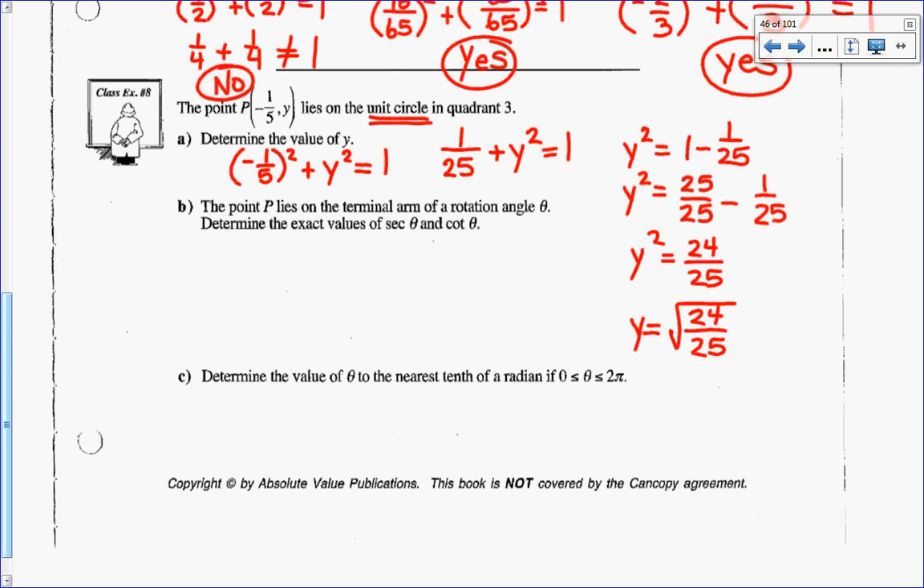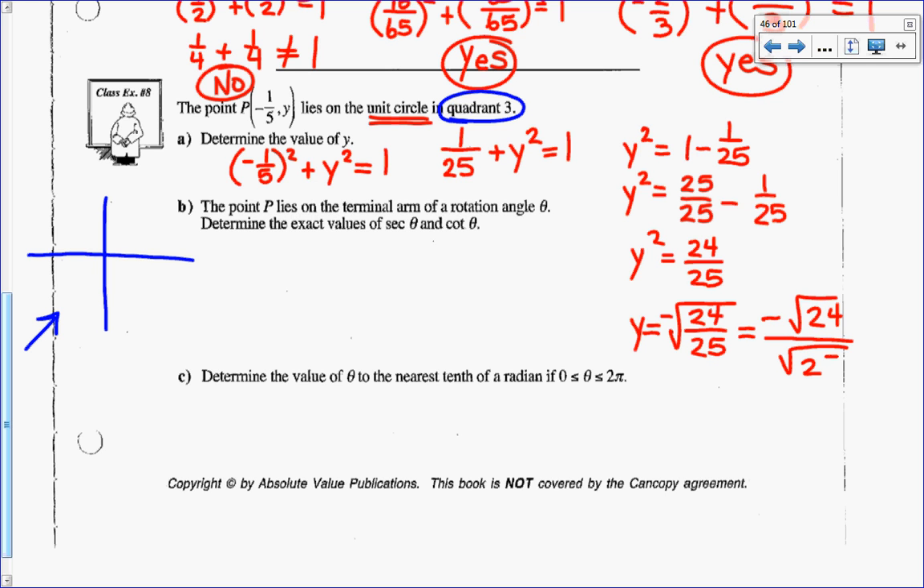But I know that it isn't going to be both of those because this question told me it has to be in quadrant 3. Okay, so think about this for a minute. If it's in quadrant 3, is my y value going to be positive or negative? It will be negative. So it's only the negative one I'm concerned with right now. Now, this is the same thing as saying negative root 24 over root 25. And square root 25 is a perfect square, so that's negative root 24 over 5.